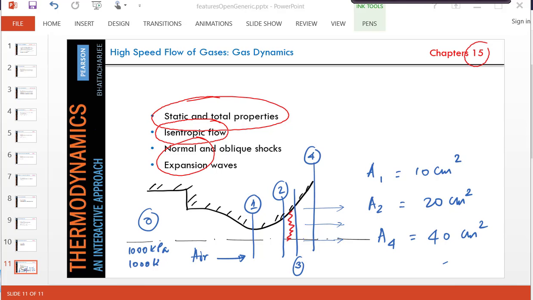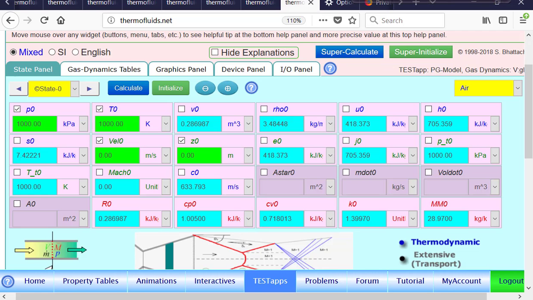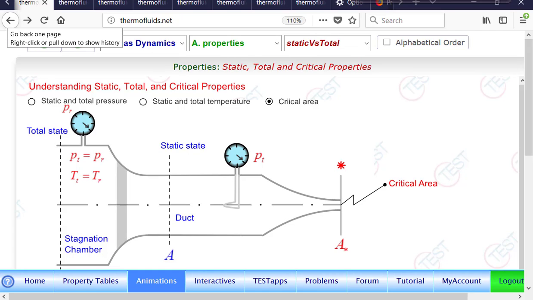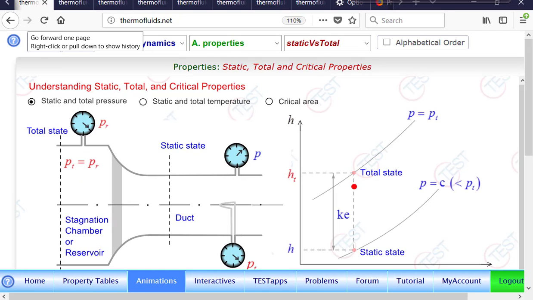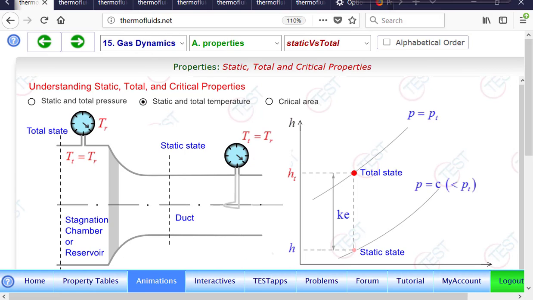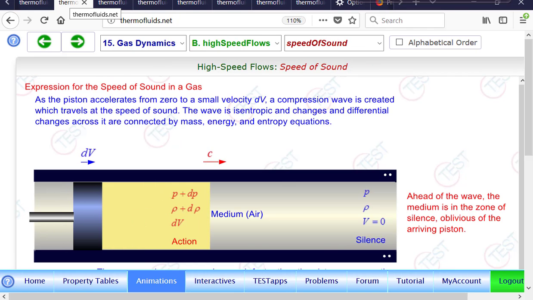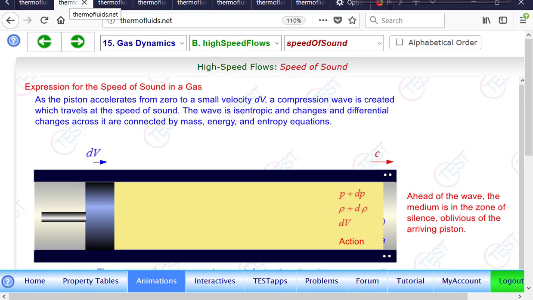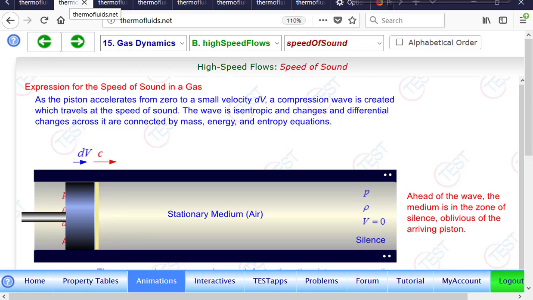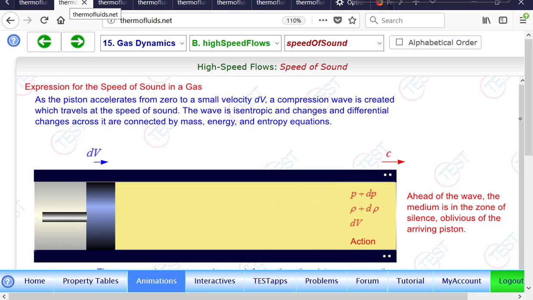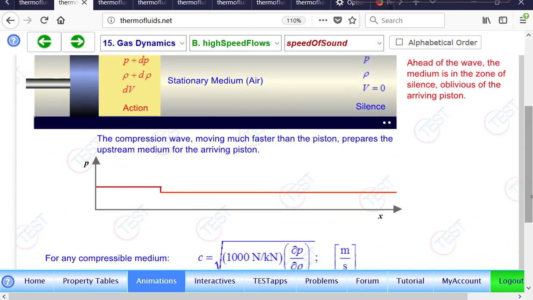That's quite an undertaking. So let's start with a few animations first. As you can see, the different kinds of properties are described in this animation: static and total properties, what the critical area is, etc. Here is an animation showing what the speed of sound is, which plays a very important role because velocity is non-dimensionalized or normalized by the velocity of sound. It appears as a natural variable everywhere.